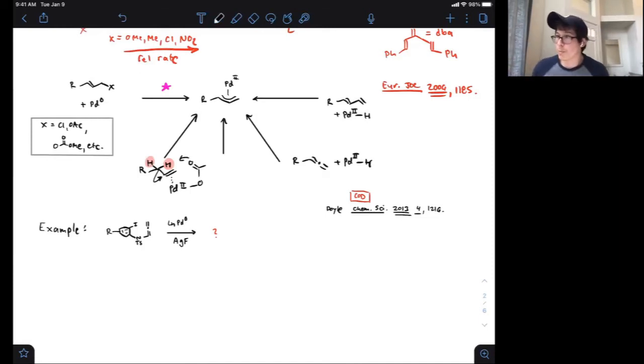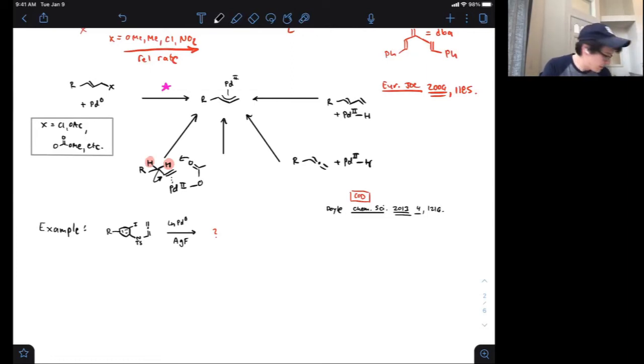And this is actually one of the commercial ways by which allylic alcohol is produced. So propylene undergoes this process to generate allyl acetate, which then can be hydrolyzed to allylic alcohol or used in that form.